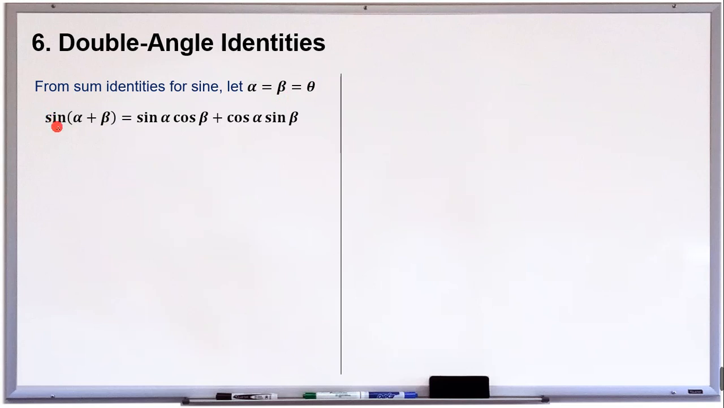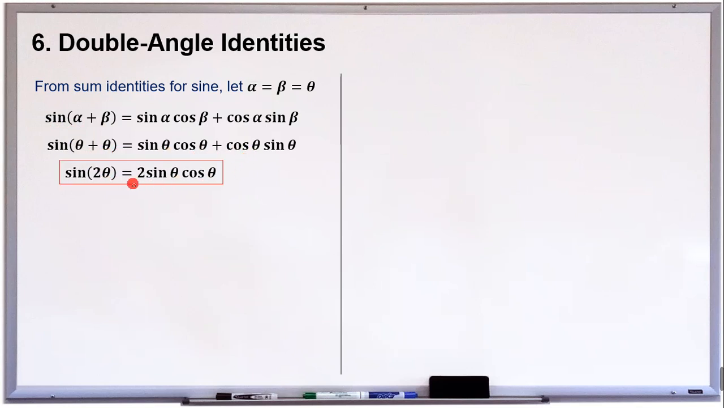If we equate these two angles to theta, so we have here sine of theta plus theta, we have sine theta cosine theta plus cosine theta sine theta. As you can see, sine of theta plus theta becomes sine 2 theta. This is why this identity is called double angle, because we have twice the given angle theta. Since these two terms are equal, we can combine them into 2 sine theta cosine theta. And this is our first double angle identity for sine.